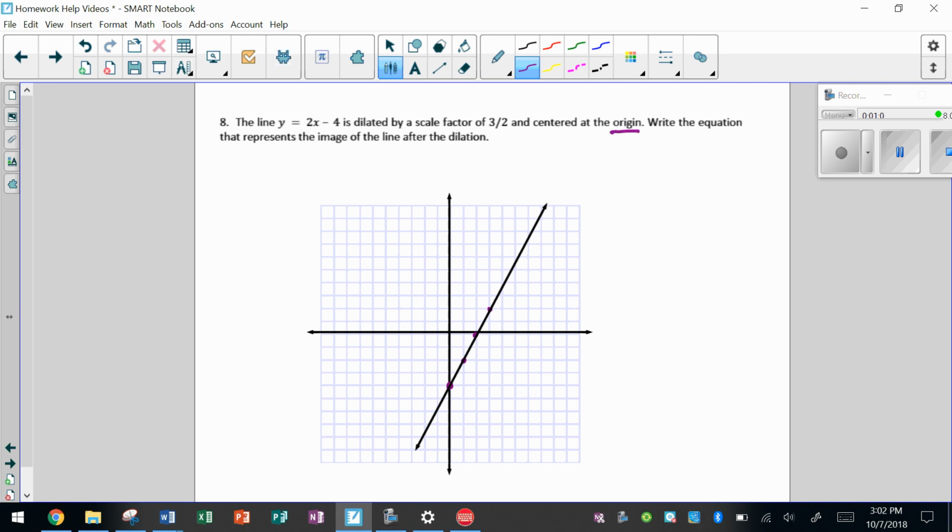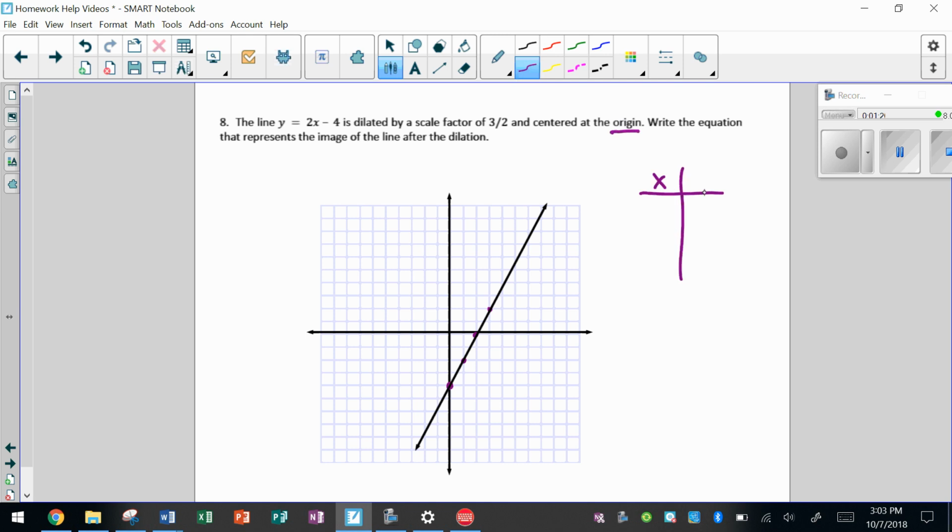Now what we want to do is dilate by a scale factor of 3/2. So in terms of thinking about the dilation rule when you're at the origin, the dilation rule is simply to multiply each of the coordinates, the x and the y coordinates, by your scale factor. Well, I have several points on my line.